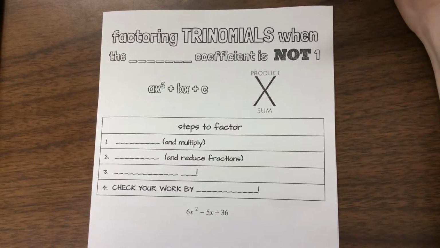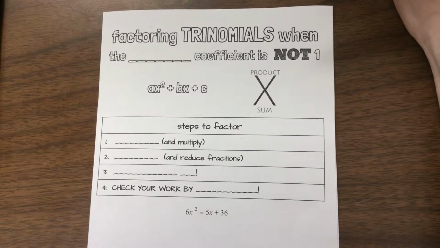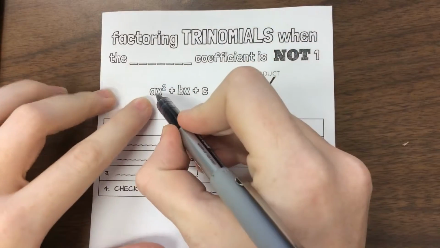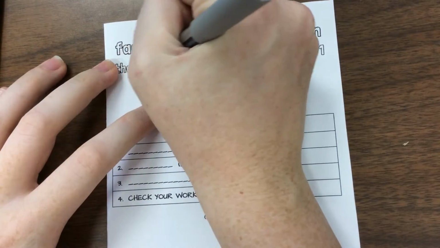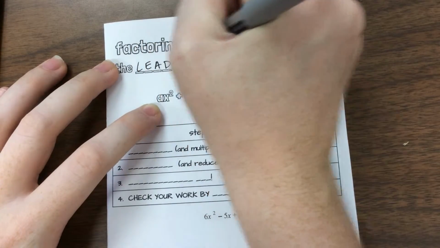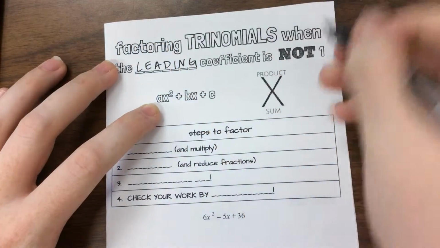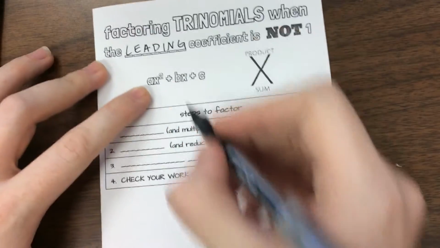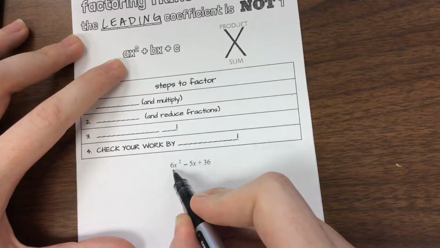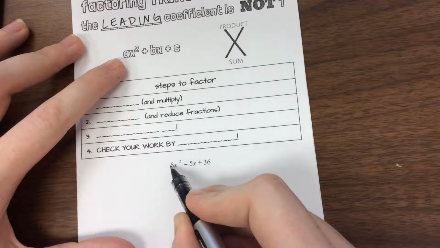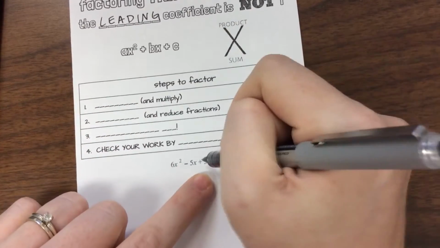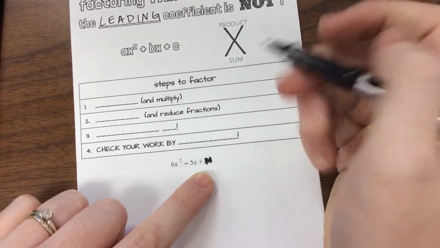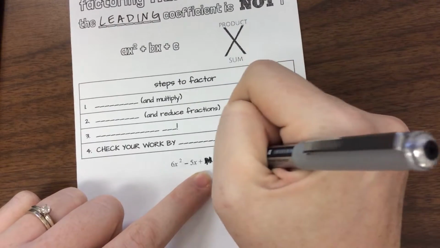Okay, this is the lesson over factoring trinomials when the leading coefficient is not 1. That means you have a number in front of your x squared term and it's not 1, and you can't factor it out.